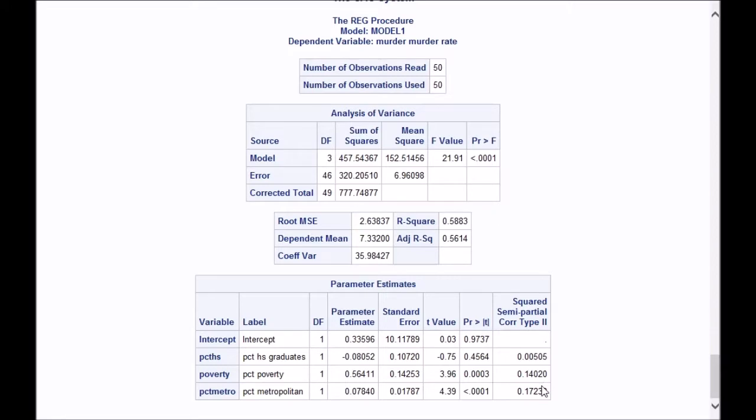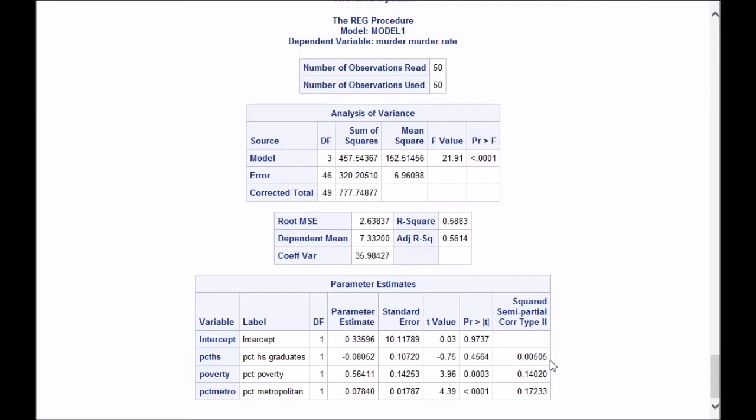If you add those up, you will not get the overall model R-square because those areas of overlap are being excluded. These semi-partial squared correlations are the unique variance explained by each predictor, but there is some shared predicted variance as well. And so your overall model R-square will typically exceed the sum of those squared semi-partial correlations. But they are a nice way of trying to get a sense of which predictors are explaining the most variance in the model. And you can see that percent metropolitan is explaining the most. It's at 17%, whereas poverty is explaining 14%, and high school graduation rates are really not factoring in much at all once we control for poverty and metropolitan.